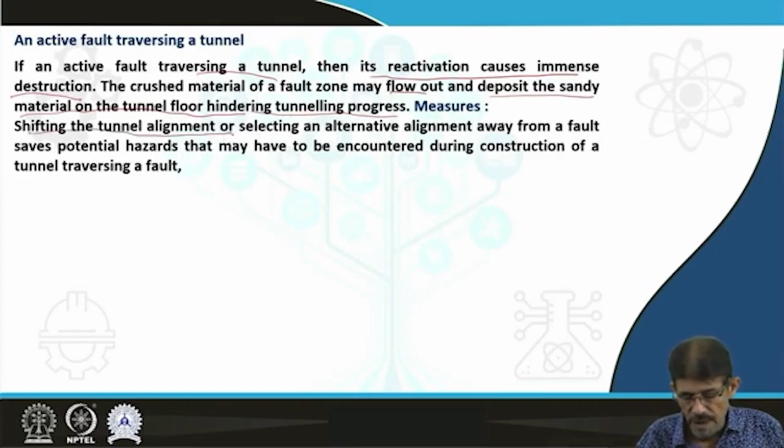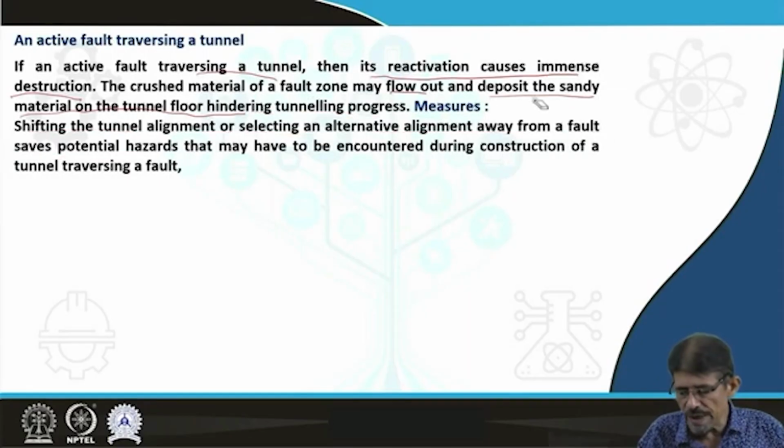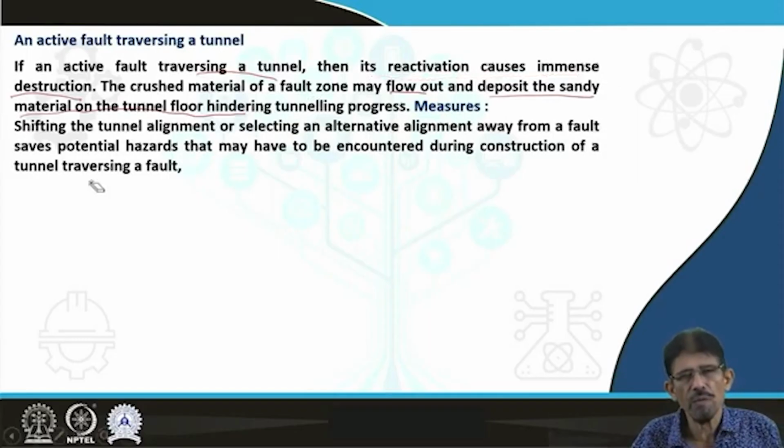Shifting the tunnel alignment or selecting an alternative alignment away from the fault saves from potential hazards, because such problems cannot be avoided due to the active nature of faults. The active nature of faults is also liable to seismic activities, which further damage the created opening, and the ingress of water inside the tunnel is also very problematic. So, as far as possible, avoid locating tunnels near active faults.